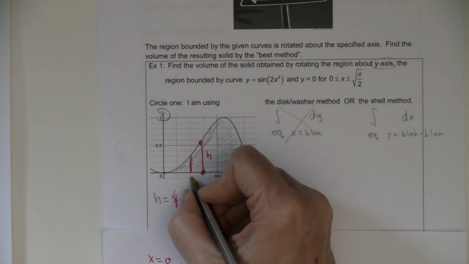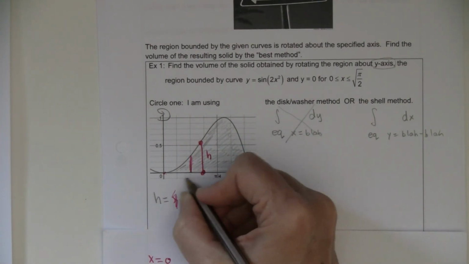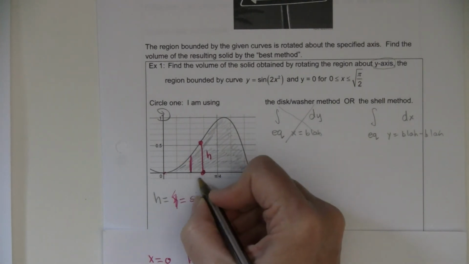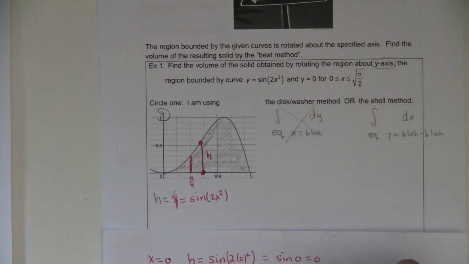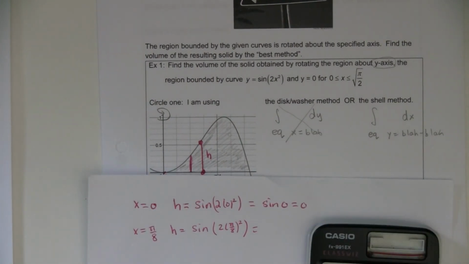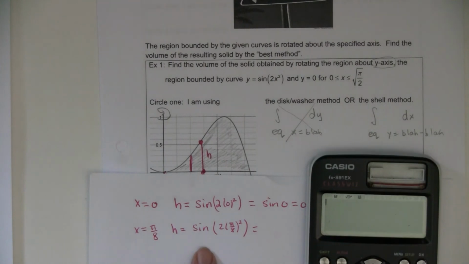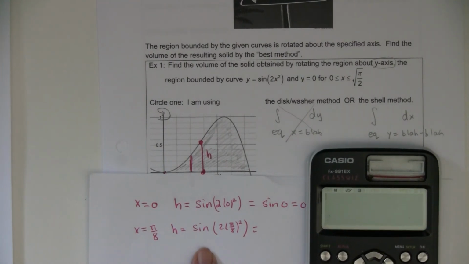That h value is probably, because this is pi over 4, and of the blocks that you have there, this is pi over 8, right? Because it's halfway there. So if I wanted to find the height of this, when x is pi over 8, h equals sine of 2 times pi over 8 squared. So I'm going to put that in my calculator with my calculator on radians, right? I didn't have to do the other one in my calculator because I knew the sine of 0.